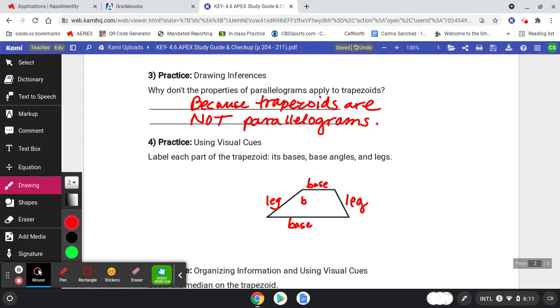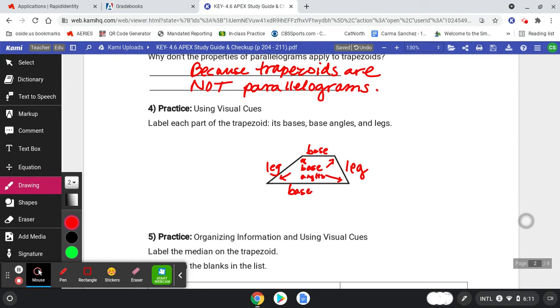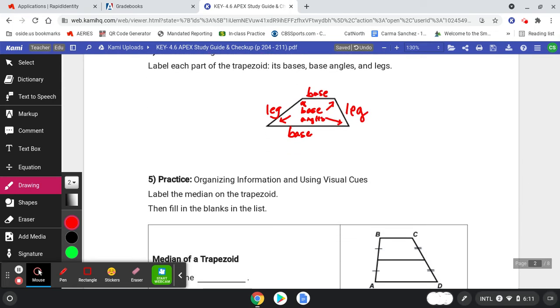Inside we have the base angles. That's a base angle. That's a base angle. This top one is a base angle. And this one is a base angle. So all those are considered the base angles. So base, base, leg, leg, base angles.